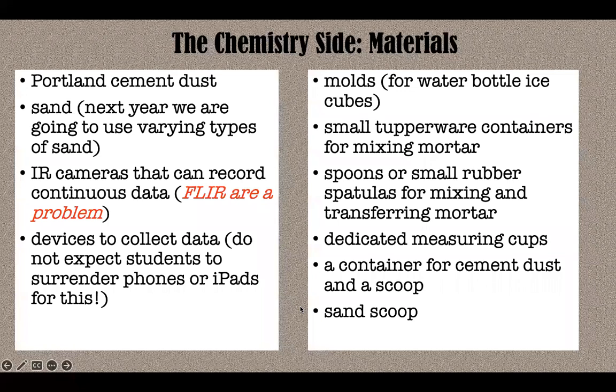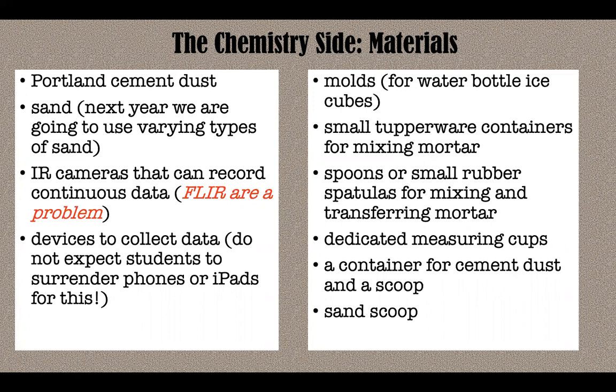What kinds of things do you need to do this project? Well, on the chemistry side, you need Portland cement dust. It doesn't come in small packages. I ended up with a big bag of Portland cement, which not only will last this project for the next 20 years, but anybody in the department that has small projects probably can borrow it for that.